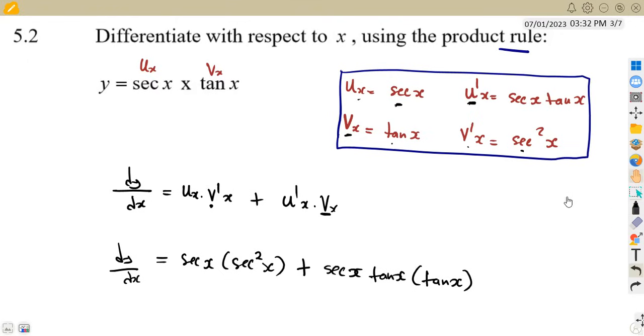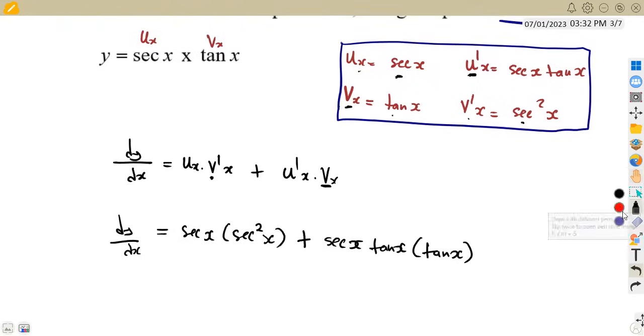Yes, I said the simplification part is not necessary, but here you can see that some of these terms can even be multiplied together.